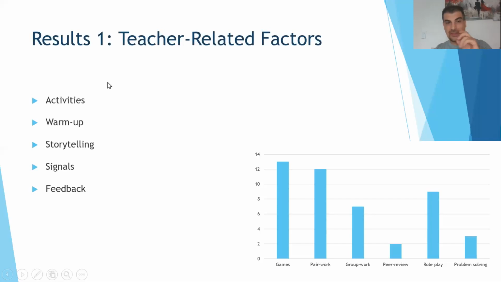So if I go back, this chart talks about the activities, and this summarizes the nature of the activities used in the class that I realized. So the most frequent was games. During these 6 sessions, I observed 13 games, activity games. And I believe this is a really very high number compared to my own practice before doing this observation. Next, there was peer work and role play. Group work was important as well, problem solving, and peer review.